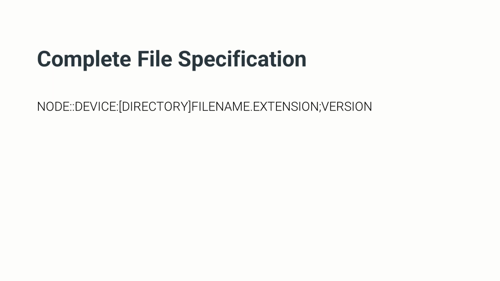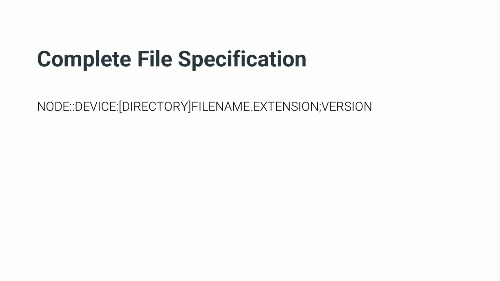The directory name should be enclosed in square brackets or angle brackets. If you need to specify nested directories, use a dot as delimiter. The file name is separated from the file extension or type by a dot. The file version is specified last and is separated by the semicolon.